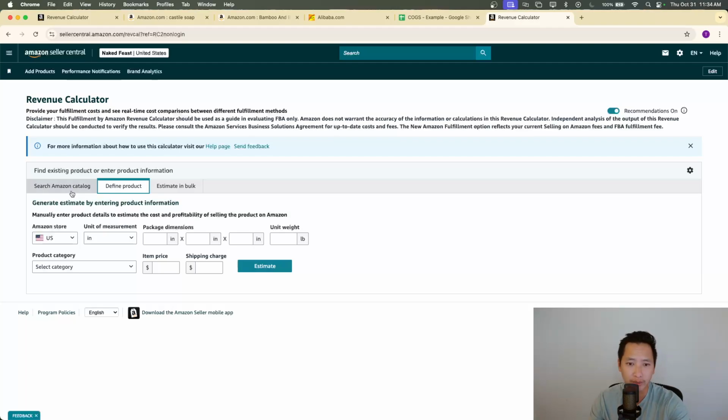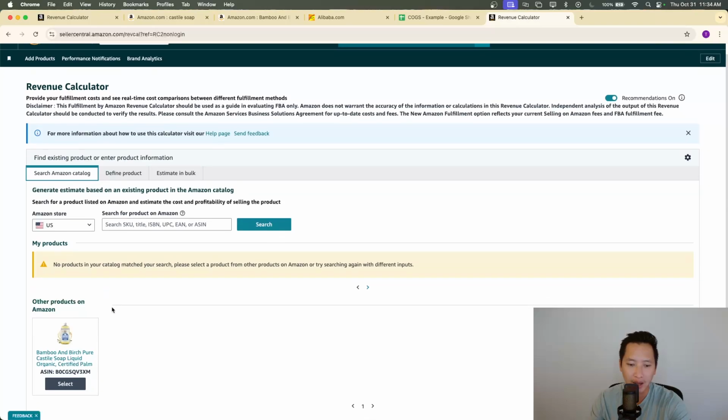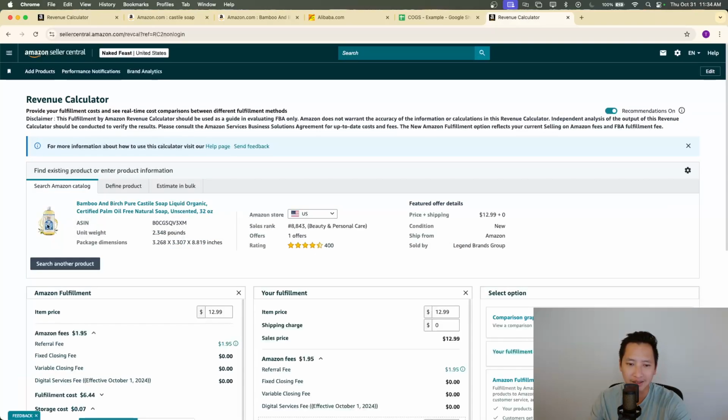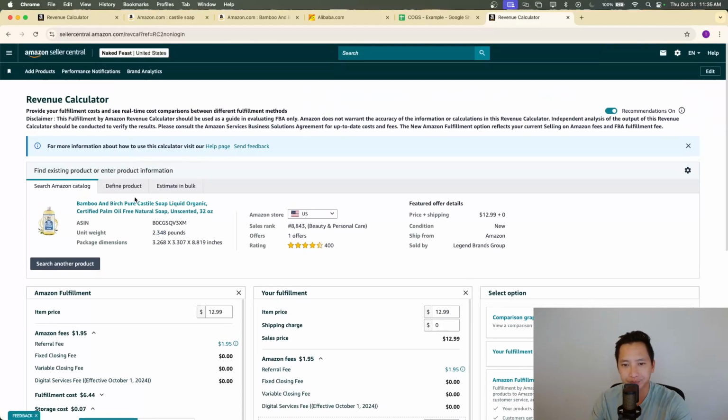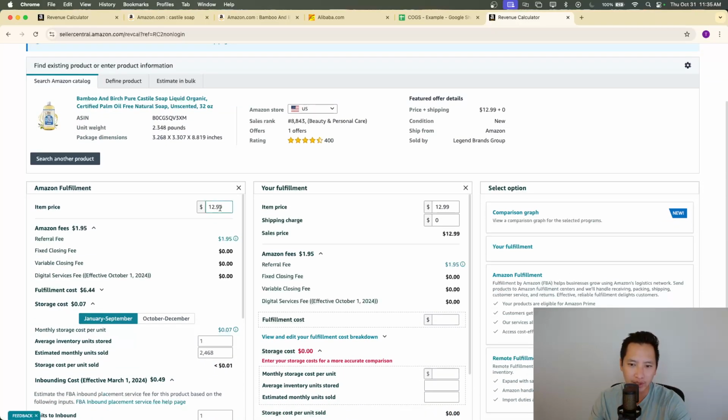From the perspective of a person that's just starting on Amazon, it might be easier to just grab an existing ASIN that has a similar package to what you have, similar size, and you will get a good sense of the fees and how much it's going to cost. The second thing you want to look at is the item price.